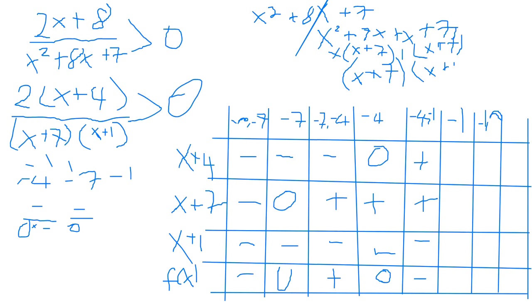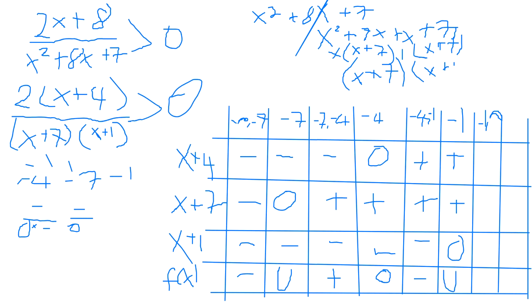Now, the next one is negative 1. If I put negative 1 in place of x plus 4, what will I get? Positive. If I put negative 1 in place of x plus 7, what will I get? Positive. Good. Now, if I put negative 1 in place of x plus 1, what will I get? 0. So positive divided by 0 will give me what? Undefined. Can we see that?